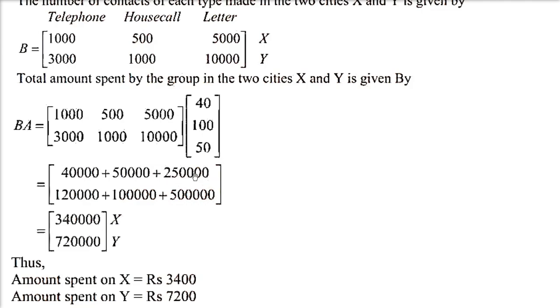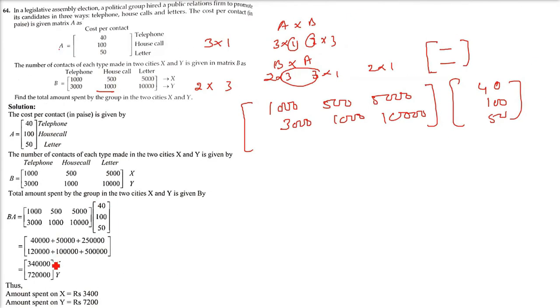Just add them. Now the second row and the first column: 3,000 into 40 plus 1,000 into 100 plus 10,000 into 50. Just add them. You get 3,40,000 and 7,20,000 for x and y. But this is in paise, so you have to divide it by 100. Just divide it by 100 and you get 3,400 rupees and 7,200 rupees. This is for x and this is for y.